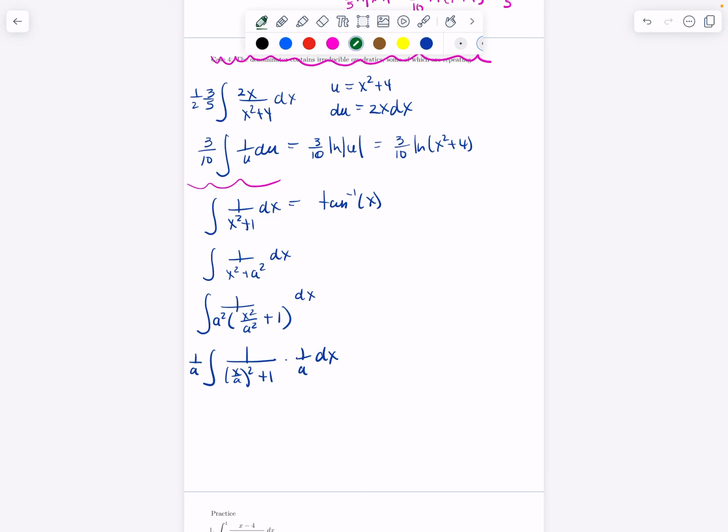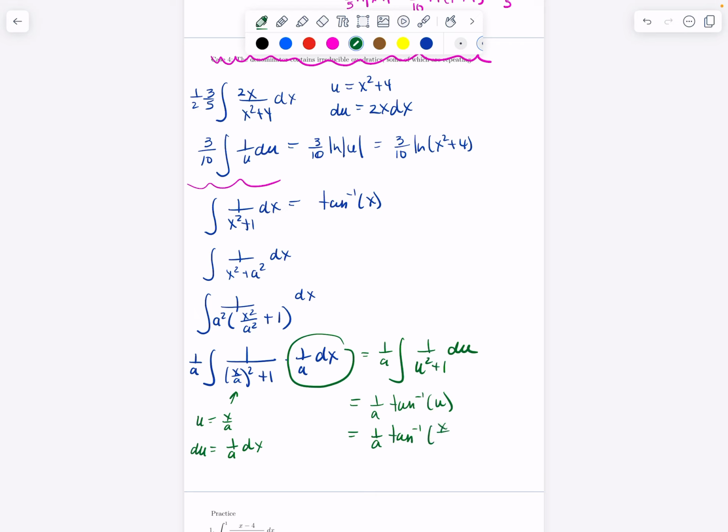So now I'm going to do a little u sub on that guy. So u is equal to x over a, which means du is 1 over a dx. Just right there. Okay, so then this integral becomes 1 over a, 1 over u squared plus 1 du, which I know to be arc tangent of u. But my u is actually x over a. So this is 1 over a arc tangent of x over a.